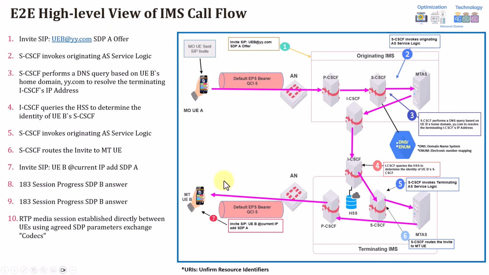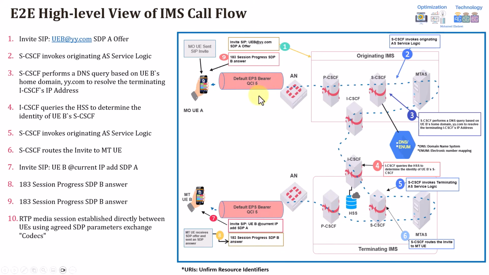Now user B needs to send a response, which is called the 183 Session Progress, which usually includes the SDP answer. This tells them, this is my supported codec. It is a provisional response, which indicates what kind of codec is supported. It will move back until it is received by the user here. Above here, you can see it received the 183 Session Progress with SDP. So you can see now the blue dotted line. This is the sequence which the signaling usually follows.